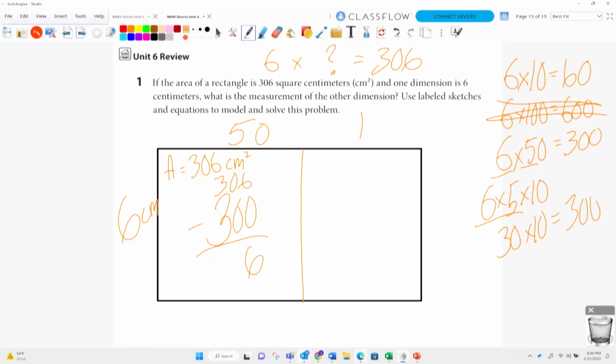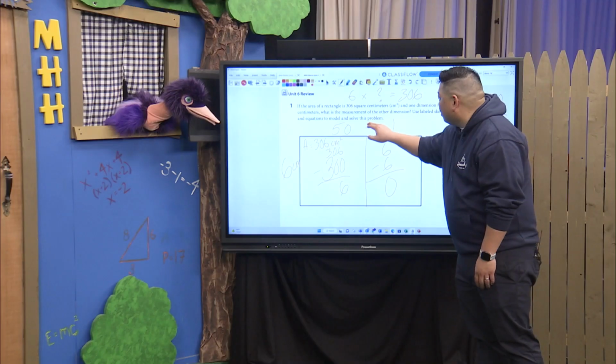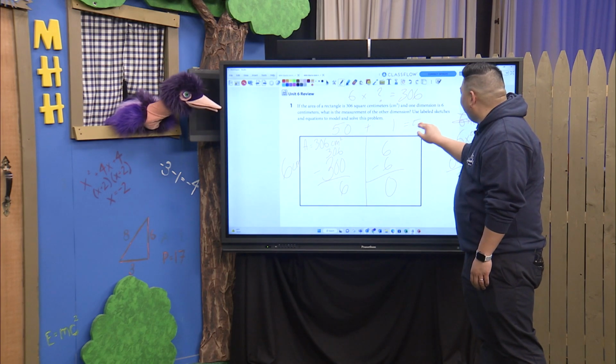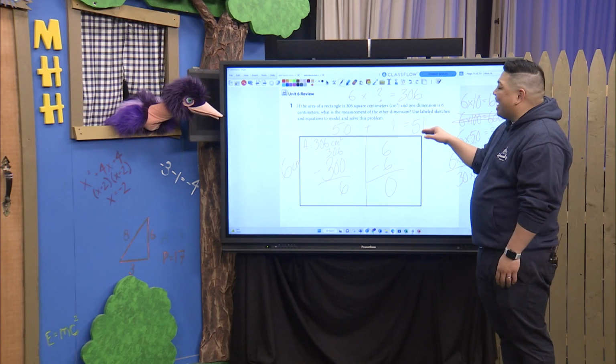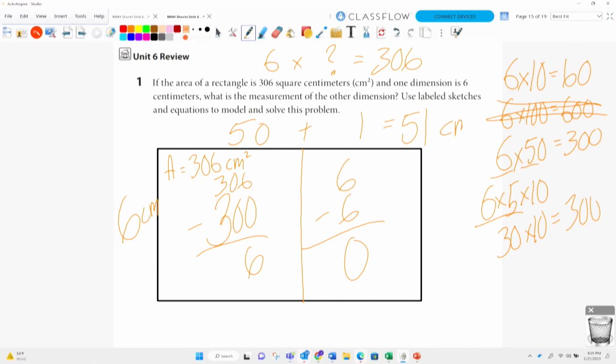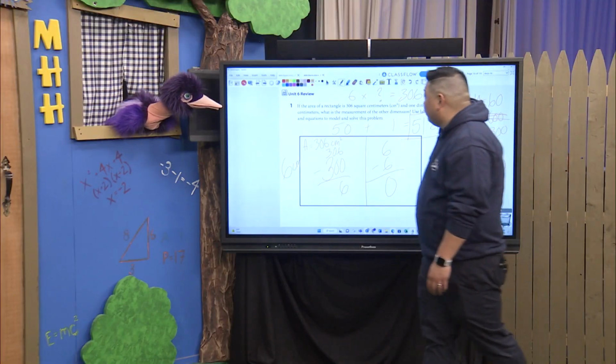There we go. Because then if we have 6 left, we subtract that 6 from it, and that would be 0. So then we have 50 plus 1, which equals 51. And we have to label it, right? Yes. What unit of measurement will we say each side is? We were using centimeters. So 51 centimeters. Yeah. We did it.